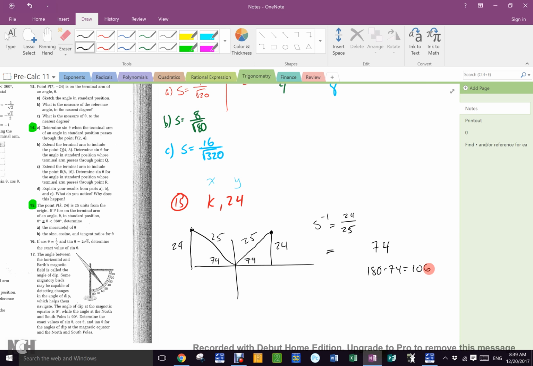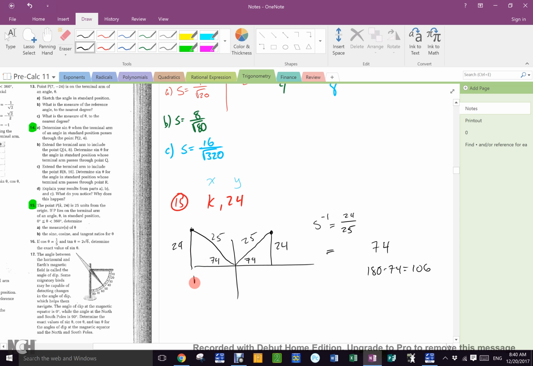Sine, cosine, and tan. To do this, all I need is the x value, right? How do I find the x value? Square root of what? 25 squared minus 24 squared, which is 625 minus... I can't do 24 squared in my head, I feel bad.